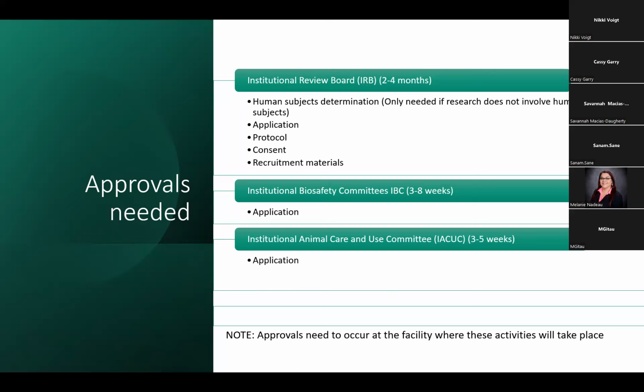And then also just wanted to note for your IBC approval and your IACUC approval, you will want to get those wherever the activities are going to take place. So these may be separate approvals at different institutions.